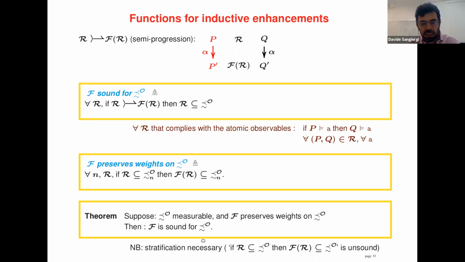A comment I wanted to make is that weights are important here. If I take a different condition instead of weight preservation, a condition not mentioning weights but only the preorder, for instance: if R is contained in the preorder, then also f of R is contained in that preorder, then the theorem would be false. This is unsound. In fact, I was led to using weights by trying to make the theorem sound. Hopefully it is sound now.